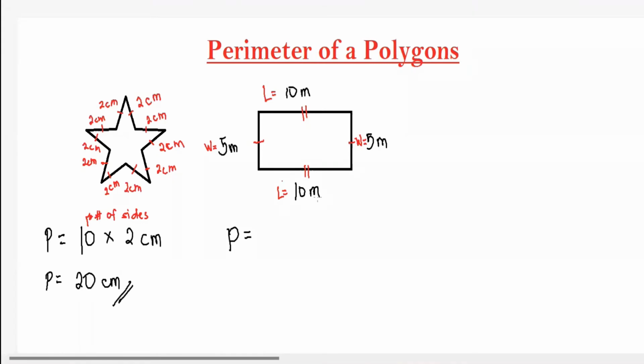So, if we have the rectangle, okay, same pa rin po yung gagawin natin. I-add lang lahat natin ng numbers. Okay? So, start muna tayo kay length. So, meron tayong 10 meters plus another 10 meters plus 5 meters. Punta tayo kay width, 5 meters plus 5 meters. So, as you can see, ang ginawa natin is length, width, width. Okay? So, yan po yung ginawa natin.